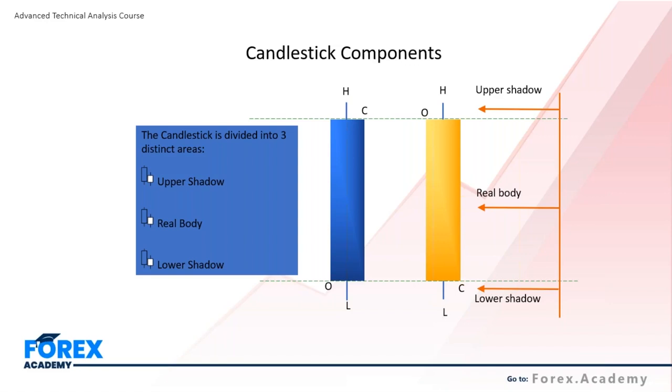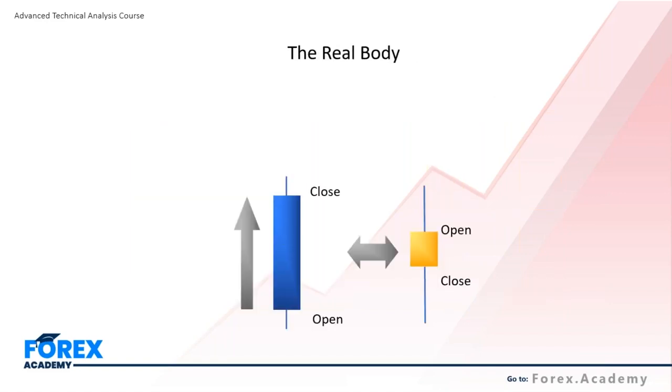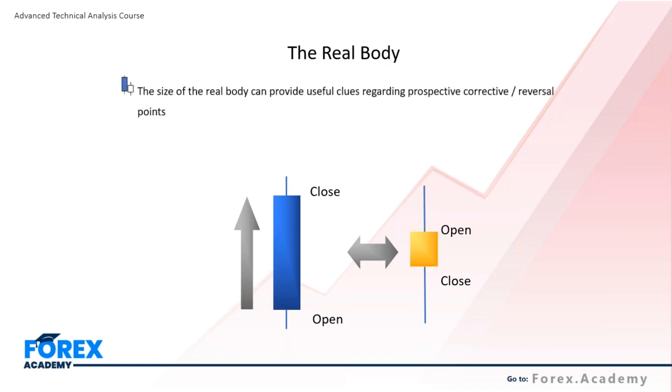Before we look at the actual patterns, we need to reflect and understand a few important components about Japanese candlesticks. And the first is the importance of the real body. Now, the size of the real body is important because it can provide useful clues regarding prospective corrective or reversal points. In the chart in front of you, you can see two different bodies. Now, when I use the word body, all that we will be focusing on is the area between the open and the close, as I stressed earlier.